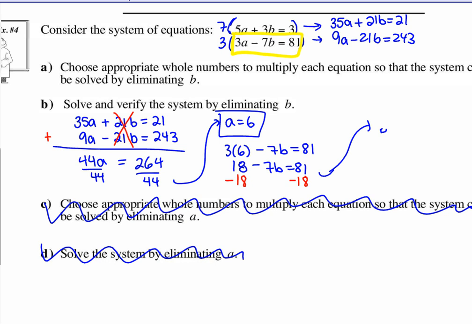Come on. Be nice to me. There you go. And divide both sides by negative 7 is negative 9.